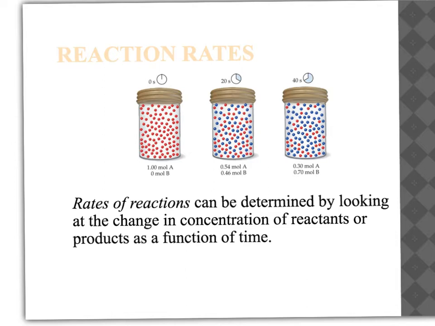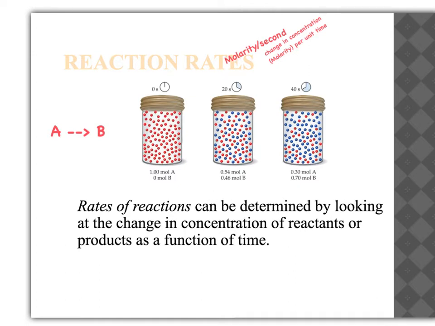Let's look at a hypothetical chemical reaction where A produces B. We start out with only A present, as noted by the red spheres. As the reaction proceeds, after 20 seconds, you see that we have less of A, less of the red spheres, as more of the blue spheres or product B is produced. And after 40 seconds, even more of what we started with, reactant A, has become our product, or B.